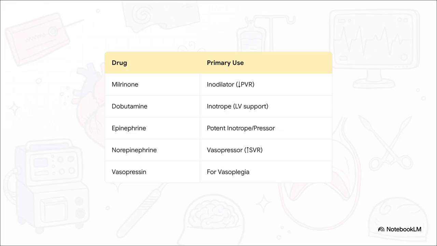So for example, if the primary issue is poor contractility combined with high PVR, which is the classic setup for RV failure, an inodilator like milrinone is a fantastic choice because it both increases contractility and decreases that PVR. If we have isolated left ventricular dysfunction, maybe dobutamine is a better choice. For low systemic vascular resistance, norepinephrine is our workhorse. And for that severe catecholamine-resistant vasodilation, vasopressin is key. We often end up using these in combination, constantly tailoring our support to the patient's real-time physiology.